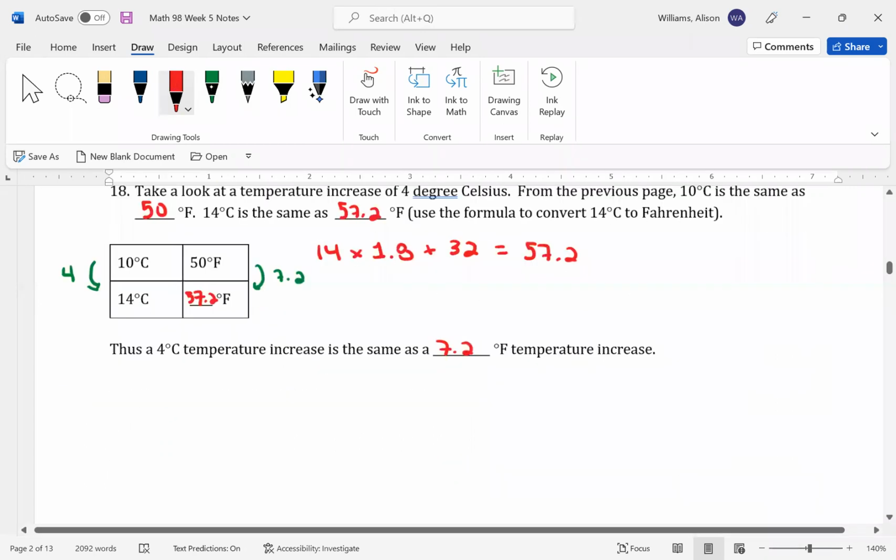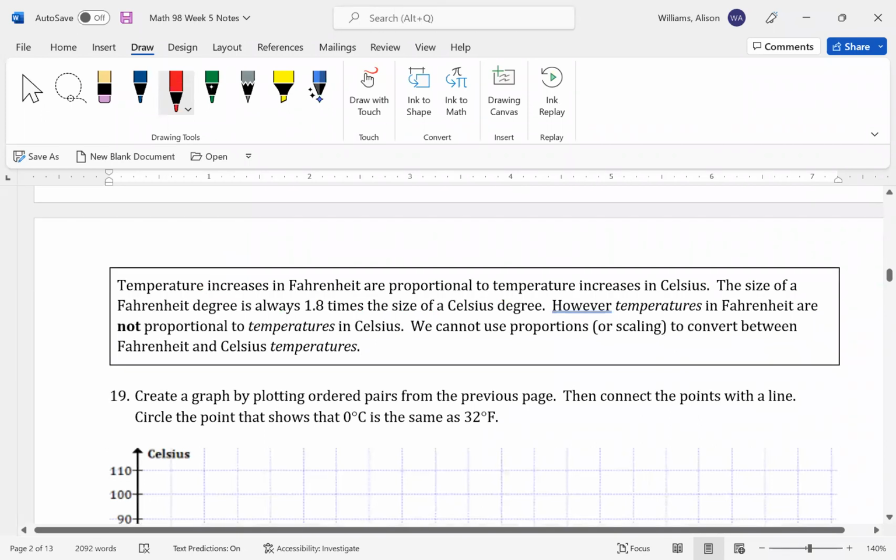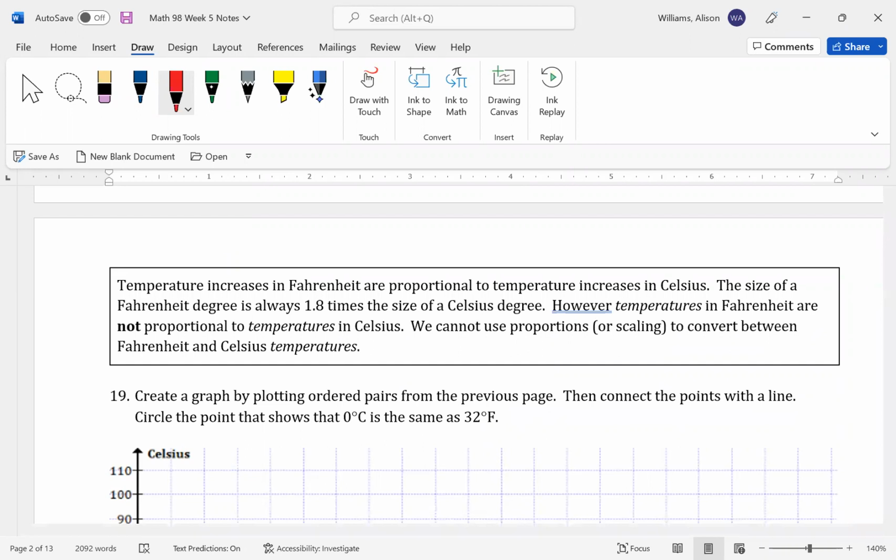All right. Temperature increases in Fahrenheit are proportional to temperature increases in Celsius. So that's a different statement. The size of a Fahrenheit degree is always 1.8 times the size of a Celsius degree. However, temperatures in Fahrenheit are not proportional to temperatures in Celsius. We cannot use proportions or scaling to convert between Fahrenheit and Celsius temperatures.